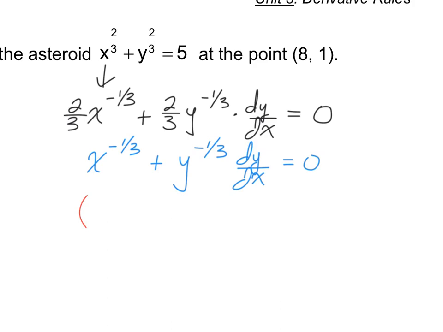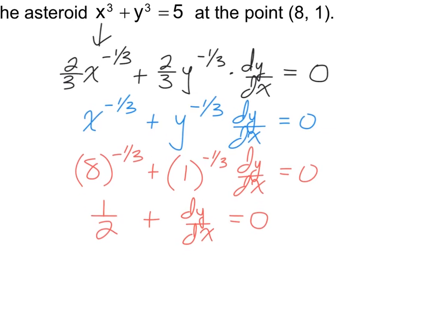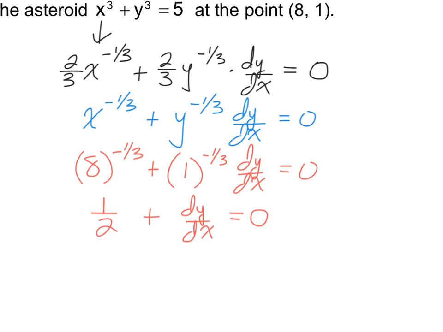So in this case, if I plug in an 8 for the x, 8 to the negative 1/3 is what? 1/2. 1 to any power is 1, so this is going to be 1/2 plus dy dx equals 0. Much easier to solve for dy dx now. dy dx is equal to negative 1/2. That's the slope of the tangent line.